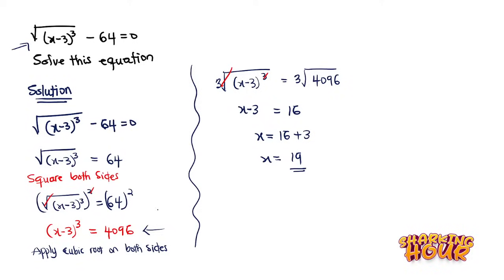cube will give you the value 4096, and then the root of that will give you 64, and so therefore 64 minus 64 will give us 0 as our answer. So therefore our answer x, which is equal to 19, is the right answer for this particular question.